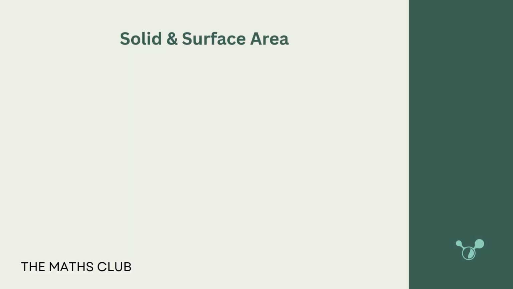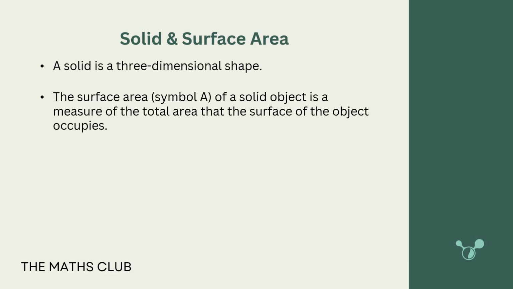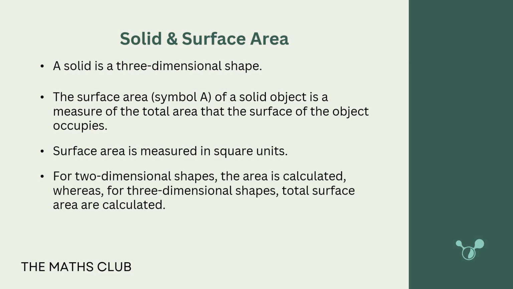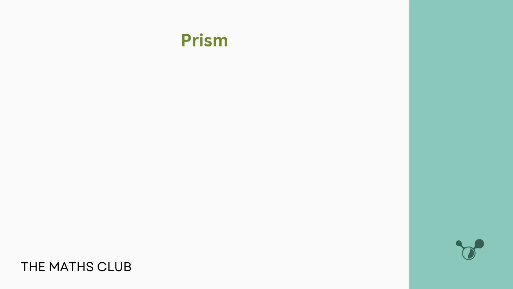So let's get started. We've established that the solid is a three-dimensional shape and is symbolized by the alphabet A, right, and is a measure of the total area that the surface of the object occupies. We've established that in the previous videos, measured in square units, and for a 2D object or shape, the area is calculated, and for a 3D object or shape, total surface area is calculated. So we're looking at prisms.